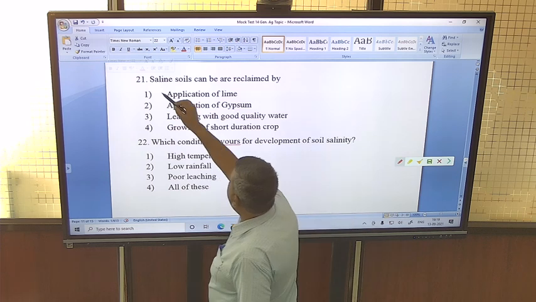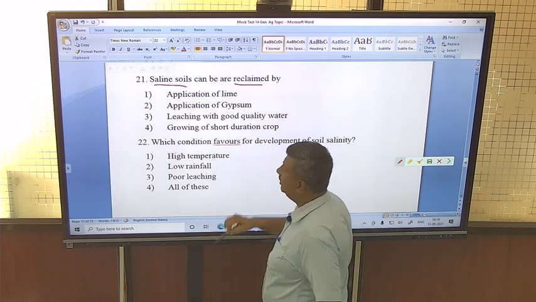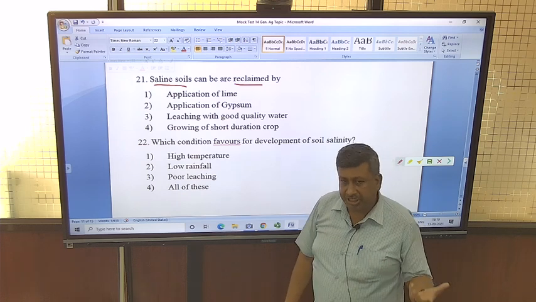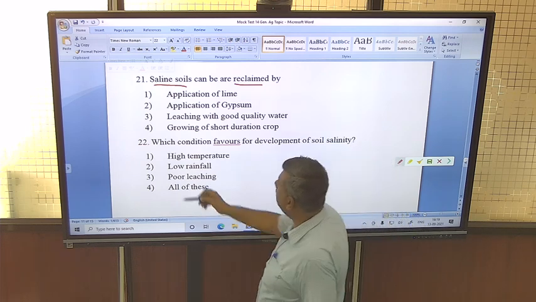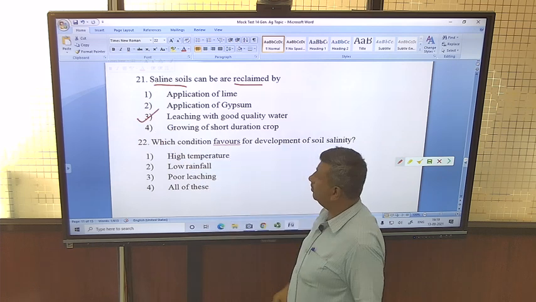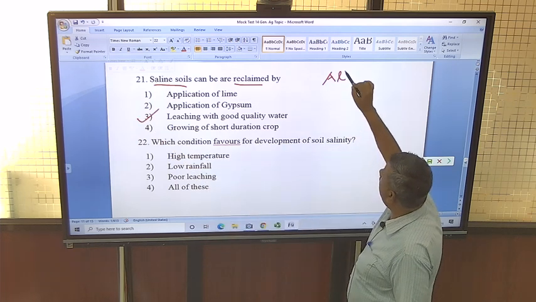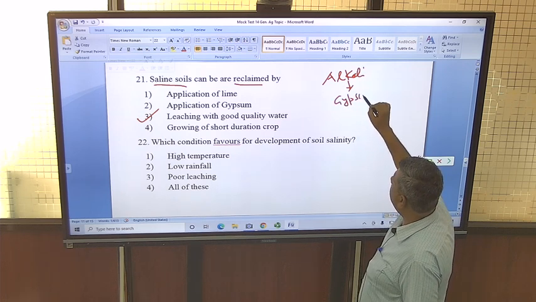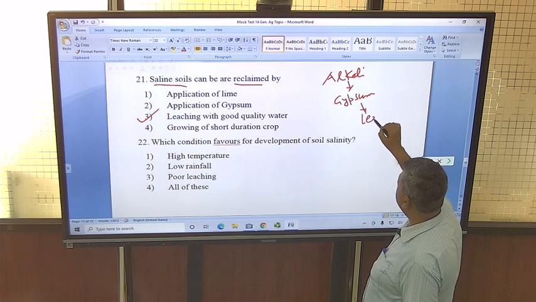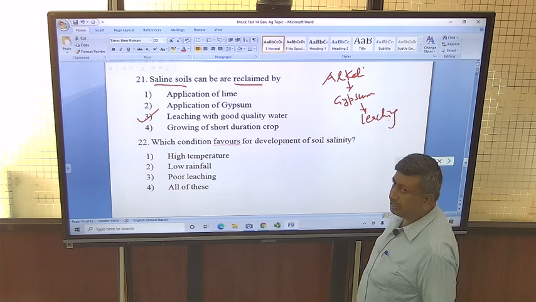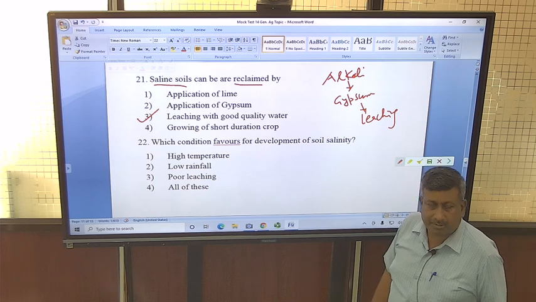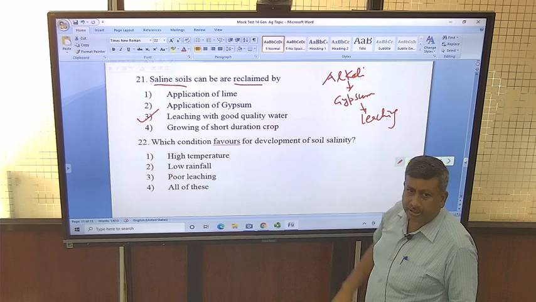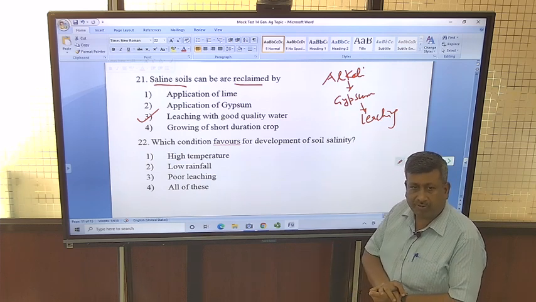Saline soil can be reclaimed by, so this question we have discussed. In case of saline soil, physical structure is good, leaching can be done easily, so only leaching with good quality water. But in case of alkali soil, first replace the sodium, so that's why we apply gypsum, then leaching. So in alkali soil reclamation, both processes are required, first application of gypsum, then leaching. But in case of saline soil, leaching is sufficient to remove the salt from the root zone.